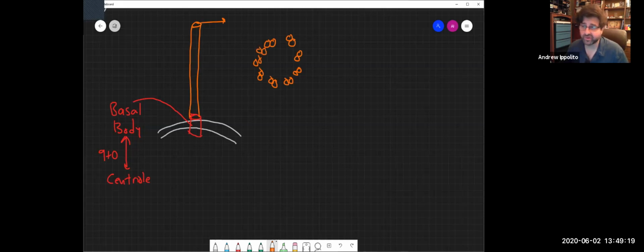And there's 9 of those, but there's also 2 in the middle. There's a doublet in the middle. This is called the 9 plus 2 configuration. All right, what the 9 plus 2 configuration does is it gives flexibility.